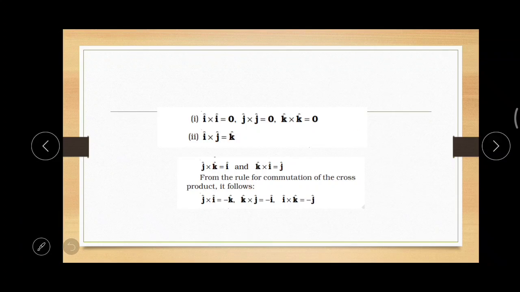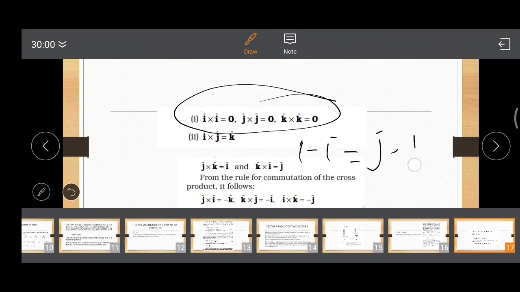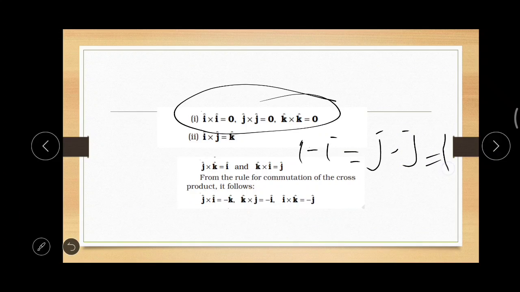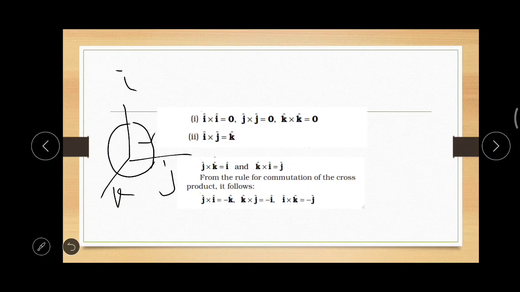So let us see, i cross i, j cross j and k cross k are all 0. But at that time i dot i is equal to j dot j and k dot k, all values were equal to 1. But here i cross i, j cross j and k cross k are equal to 0. And as well i cross j is equal to k. For that one, with the help of the coordinate system, you can see that you take this as i, j and k, and you have to represent a clockwise direction.